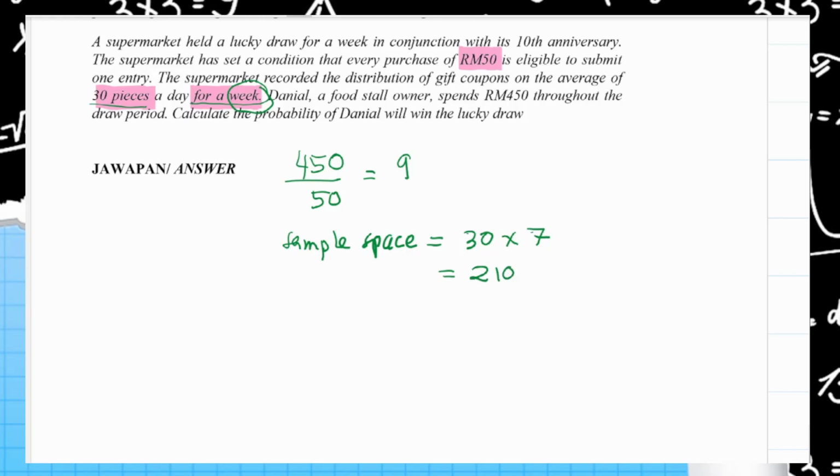Okay, so now the probability. Probability is equal to the event over the sample space, so 9 over 210. This one you can also simplify. 3 times 3 is 9, and 70 times 3 is 210. So your final answer is 3 over 70.